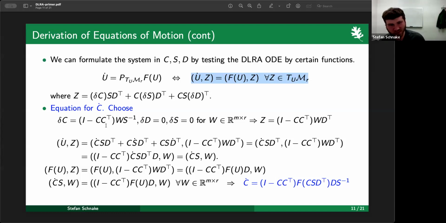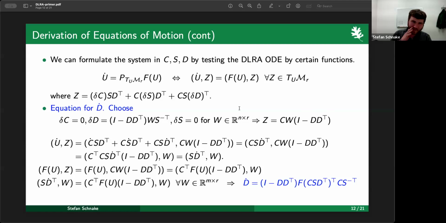Yeah, the intuition for getting the special sauce is to stare at it and figure out what you need. But once you have it, it's just plug and play. D is the same way. I'm not going over it. You just flip C and D, and you get an F transpose here and a C inverse transpose here, or sorry, an S inverse transpose here. It's the exact same thing, but slightly different.